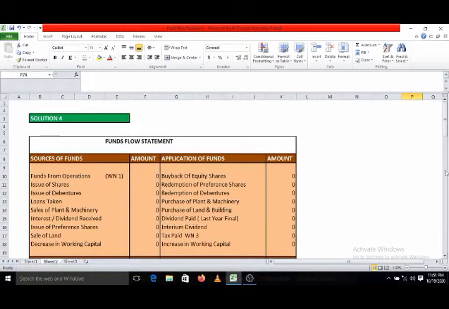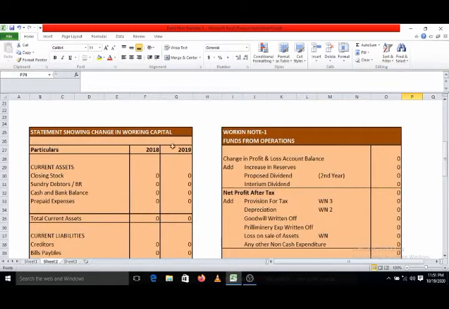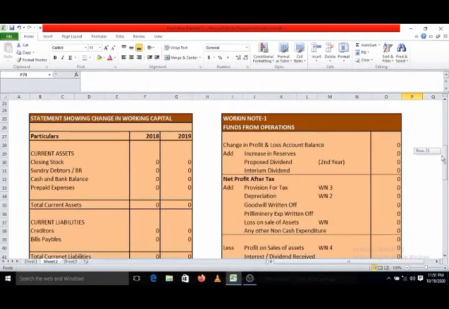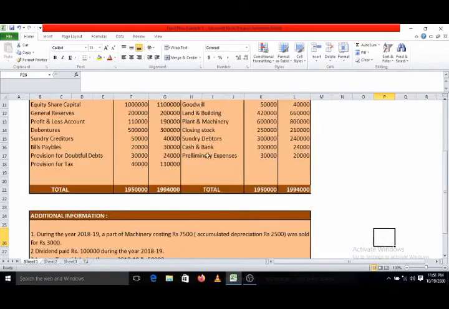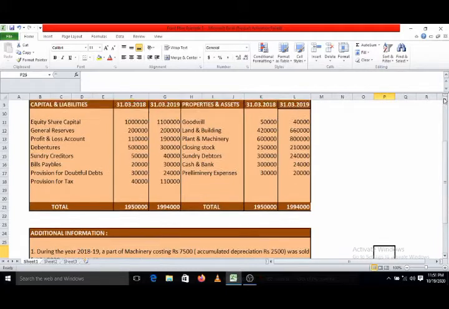The fund flow statement format is there. After that, the statement showing change in working capital, then working note number 1, funds from operations, and then the remaining working notes. Now we will start directly with the statement showing change in working capital. Check out the balance sheet, these amounts are with you.